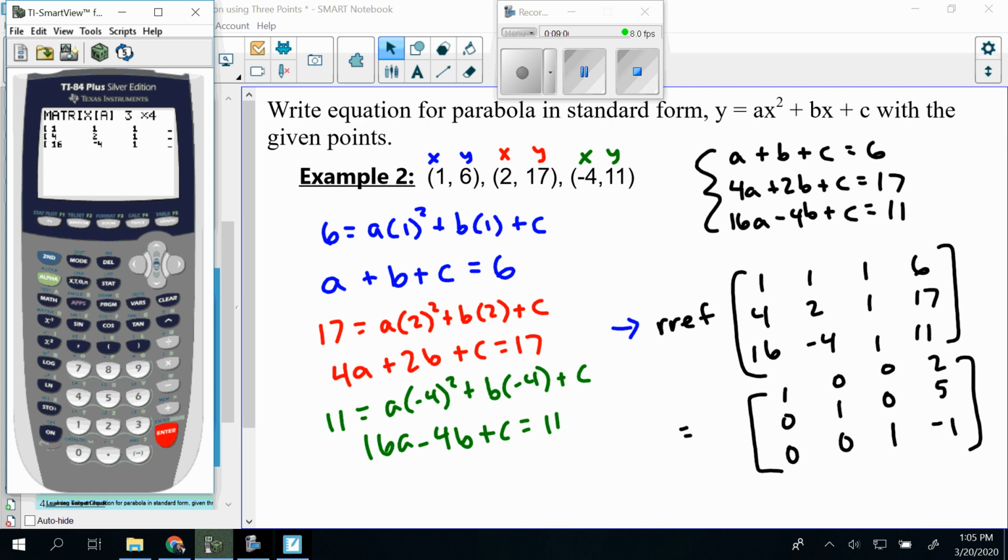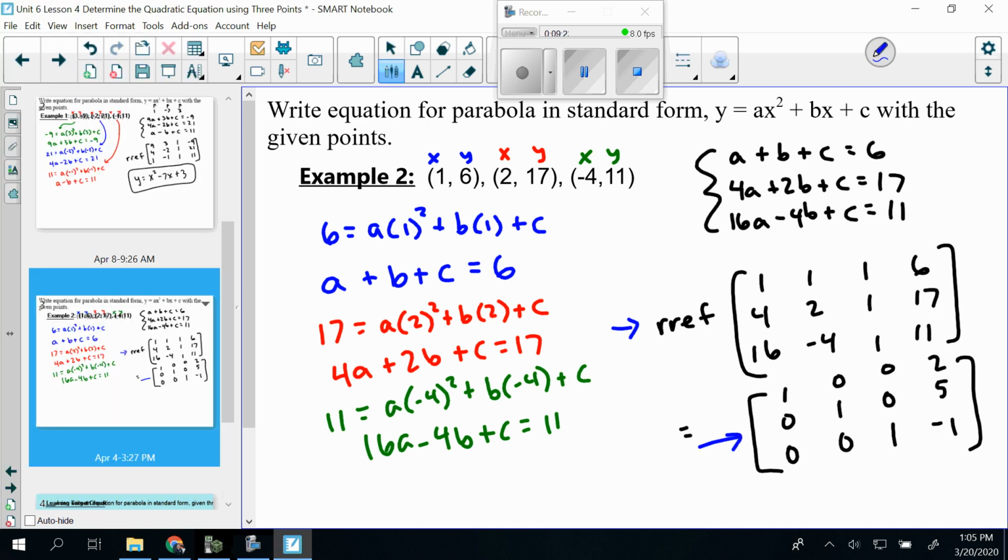So again, go to your matrix thing. I got mine entered here with these new values here. Make sure you do it 3 by 4. Now let's hit second, quit. Go to your menu, select the reduced row echelon form, select the matrix name you saved it under, hit enter, and we should get the matrix that you see over here. This would be our A value, our B value, our C value.